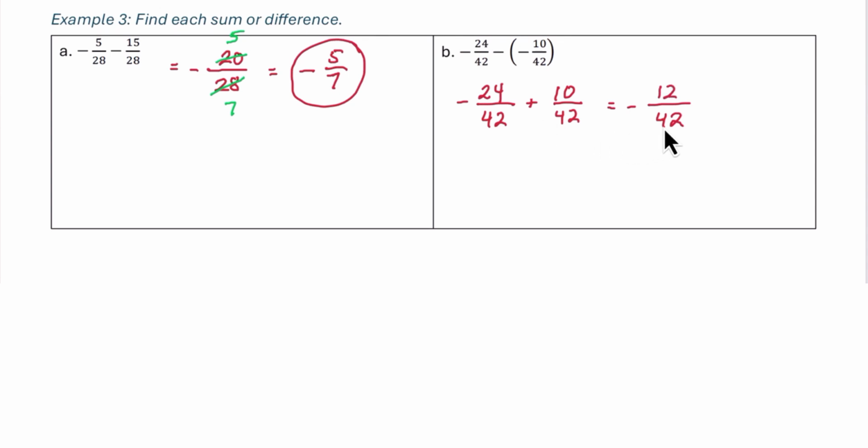So we have negative 12. And now looking at the numerator and denominator, let's see if this will reduce. Both of those numbers are divisible by 6. So the GCF is 6. We'll reduce using that. 12 divided by 6 is 2. 42 divided by 6 is 7. So when we simplify, we get negative 2/7.